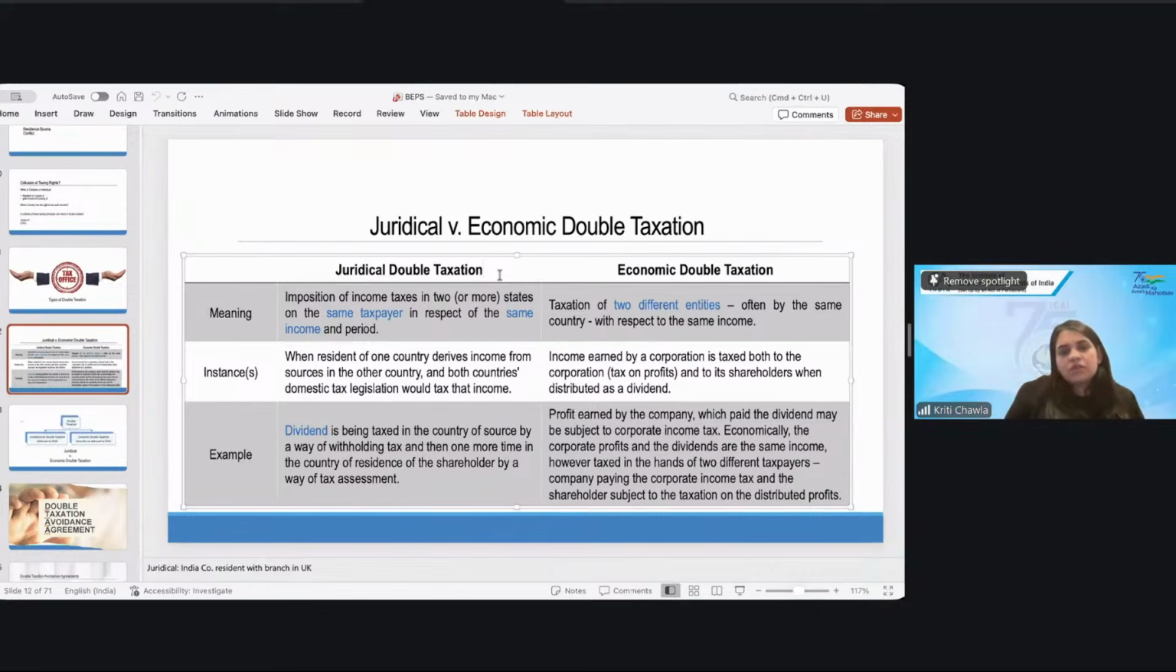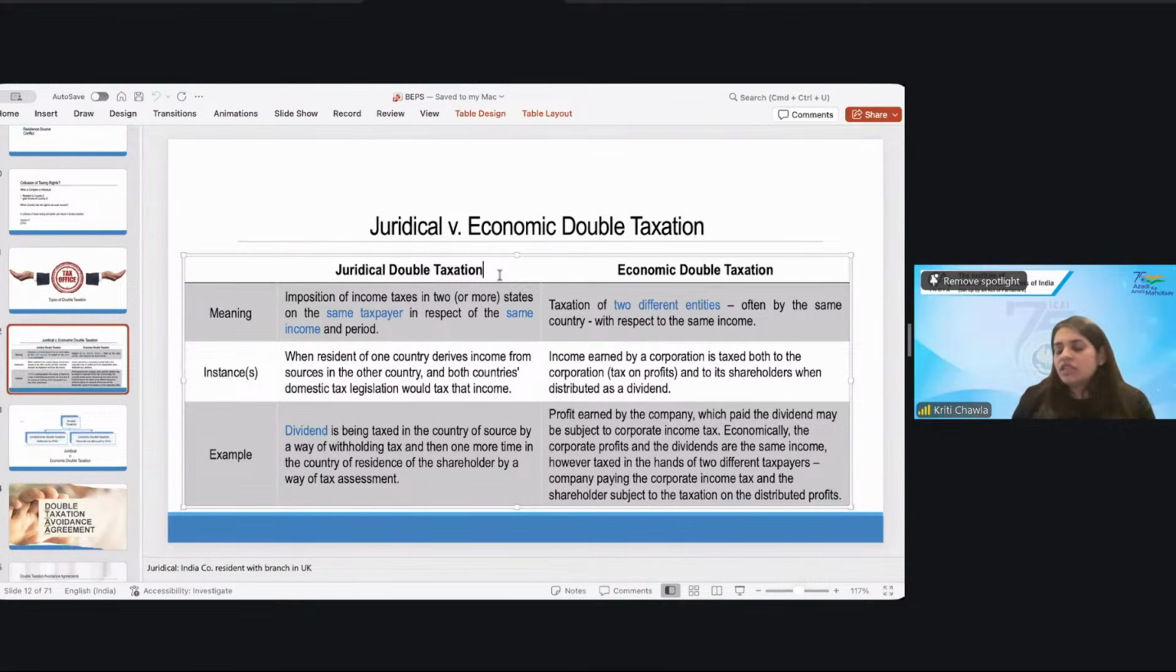An instance can be when a resident of one country derives income from sources in another country, and both countries' domestic tax legislation would tax that particular income. This is called juridical double taxation. Example, let's say dividend. Dividend is being taxed in the country of source by way of a withholding tax, and then this is taxed one more time in the country of residence of the shareholder by way of a tax assessment. This is basically called juridical double taxation.